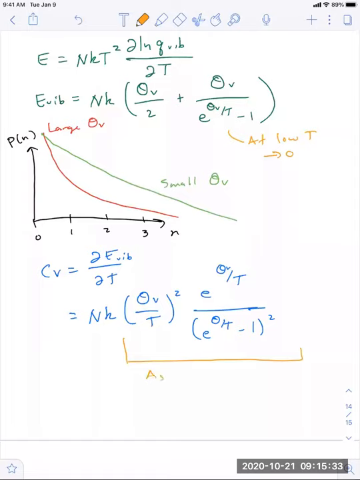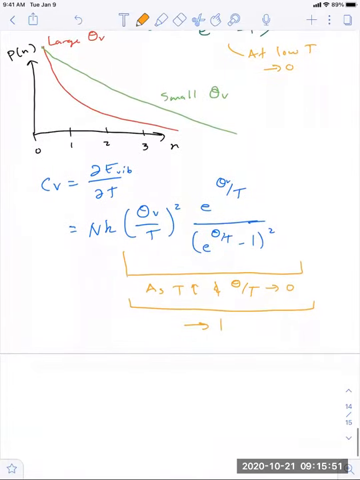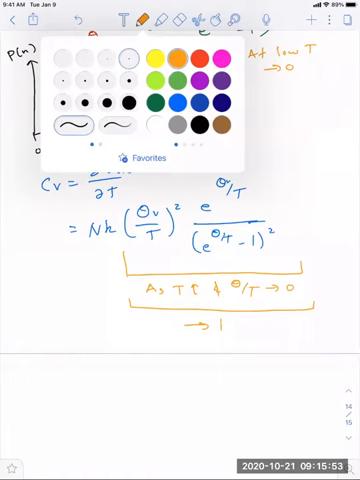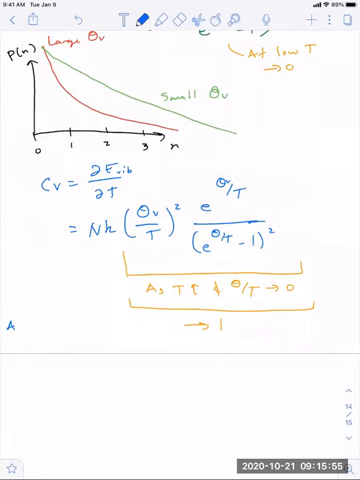So as we go to high T, so as T increases and theta over T approaches 0, then this whole term goes to 1. And so that means that if we're at sufficiently high T, the heat capacity from vibrations just goes to N times k.